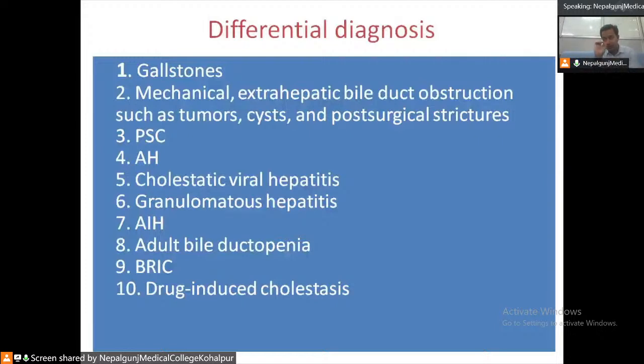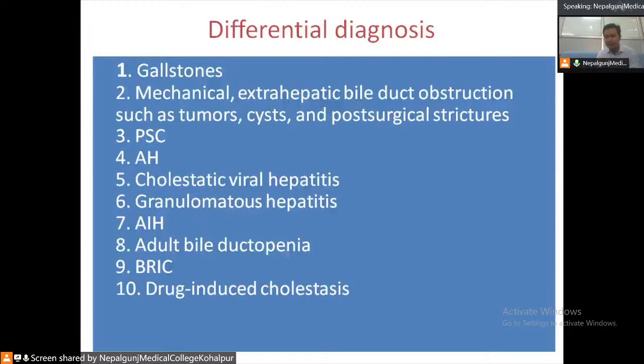Stricture in the common bile duct, CBD, post-surgery, post-cholecystectomy, or tumor, or benign stricture, or cyst. Another very important one is PSC, primary sclerosing cholangitis. Other is cholestasis in alcoholic hepatitis; an alcoholic patient may have alcoholic hepatitis with cholestasis. Viral hepatitis, like hepatitis A, B, C, can also have cholestasis features. And granulomatous hepatitis, autoimmune hepatitis, adult bile ductopenia.